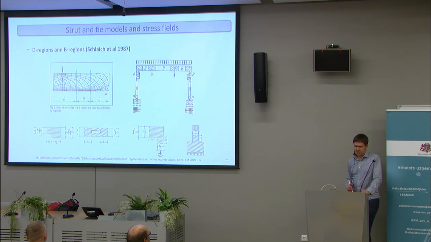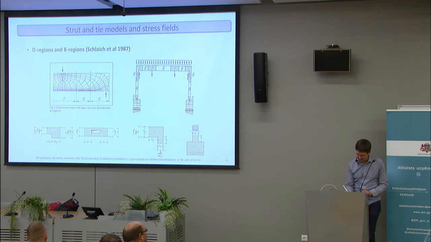So when do we need to use strut and tie models? Schlaich has published, it's an American Concrete Institute publication from 1987, a very good material about strut and tie models. He divides the structure into B regions, or beam regions, where the beam theory is applicable, and D or discontinuity regions, where the beam theory is not directly applicable, so where we need to use strut and tie models.